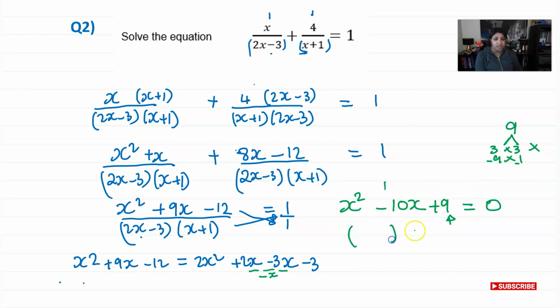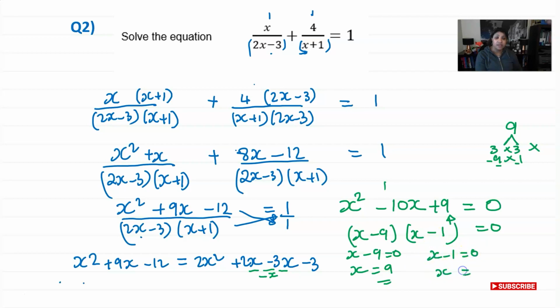So double brackets for a quadratic then, x here and x here, and then one of the numbers is minus 9 and the other number is minus 1, equals 0. Now you need to solve it, so we make one of the brackets 0. So x minus 9 equals 0, so x is equal to 9 on that one. And then you take this other bracket and make it equal to 0, so x minus 1 equals 0, and therefore x is equal to 1. And these are your two solutions.